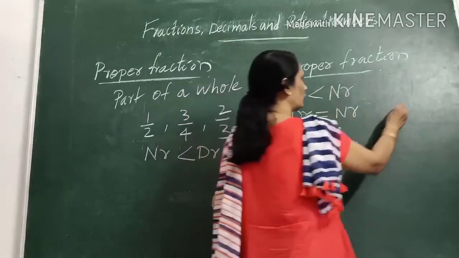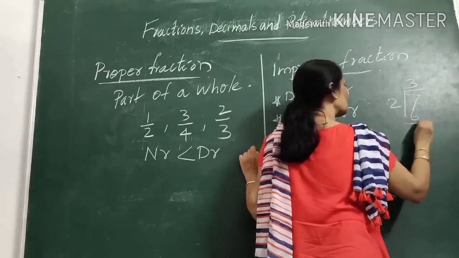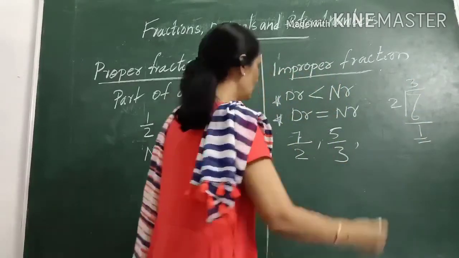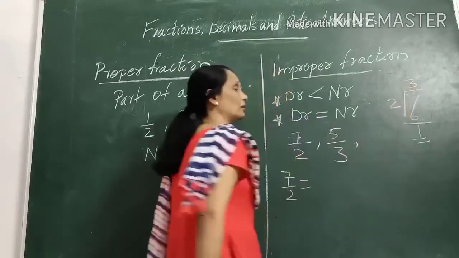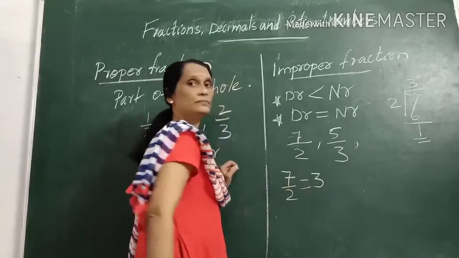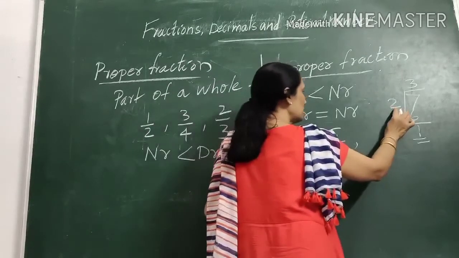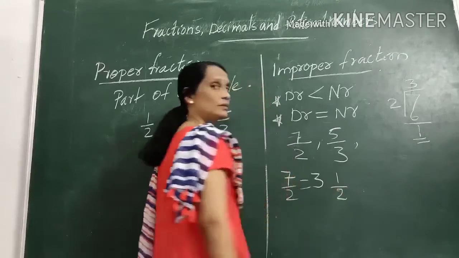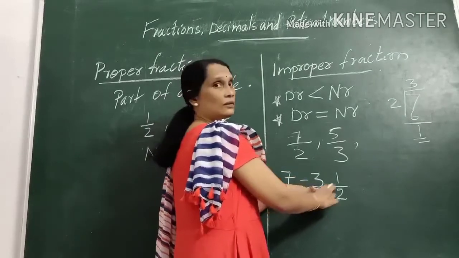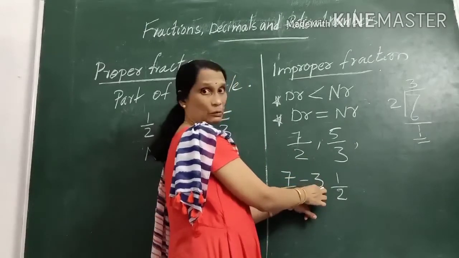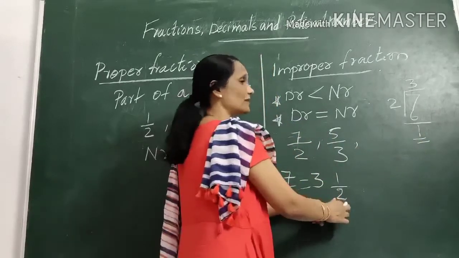See here, 7 by 2. Let us divide 7 by 2. 2 threes are 6, so 1 is the remainder. So 7 by 2 can be expressed as follows: first write the quotient, 3 is the quotient, and write the remainder as the numerator, and write the divisor as the denominator. So 7 by 2 becomes 3 1 by 2. Where 3 is the quotient, 1 is the remainder, and 2 is the divisor.